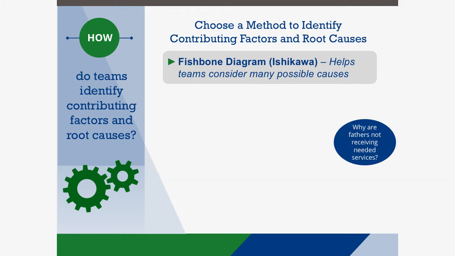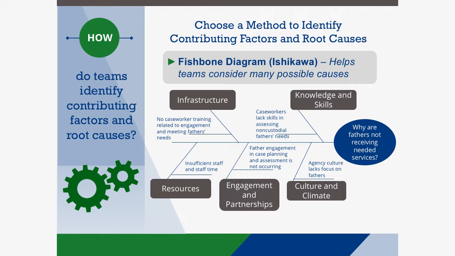After the initial brainstorming, the team begins to build the fishbone. The problem is written into the circle or head of the fish, and the team writes the possible contributing factors or root causes along the bones. In this example, the team maps contributing factors to 5 dimensions of capacity, including infrastructure, knowledge and skills, resources, engagement and partnerships, and culture and climate. The fishbone diagram can serve as a jumping-off point for identifying possible root causes based on the factors identified.